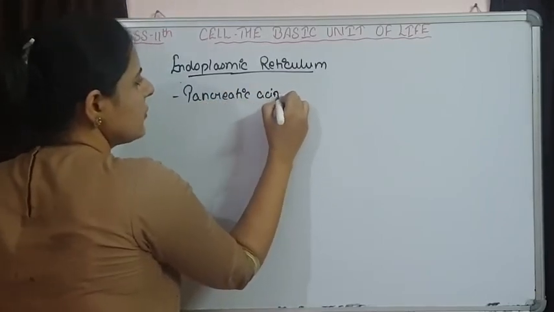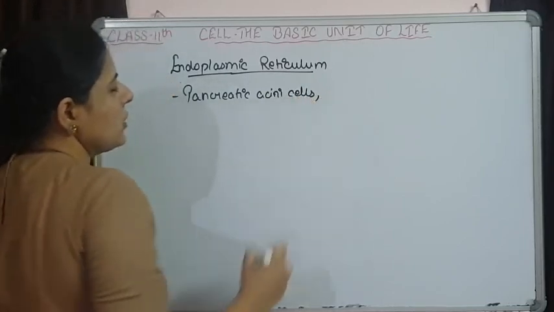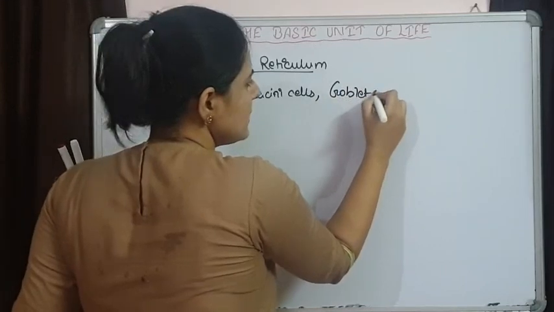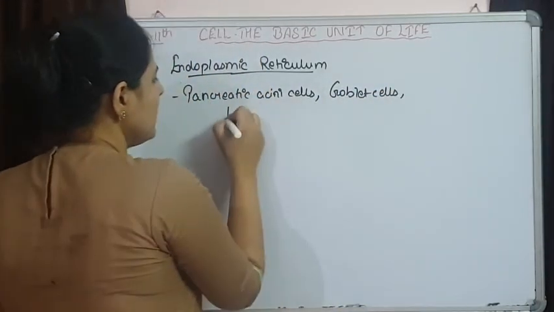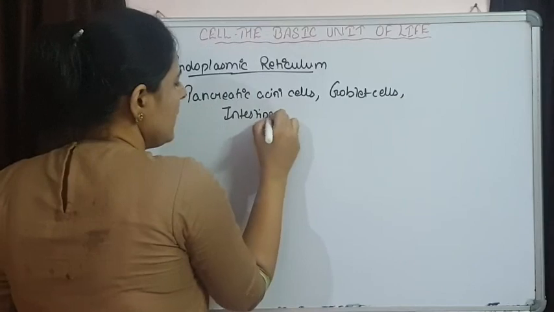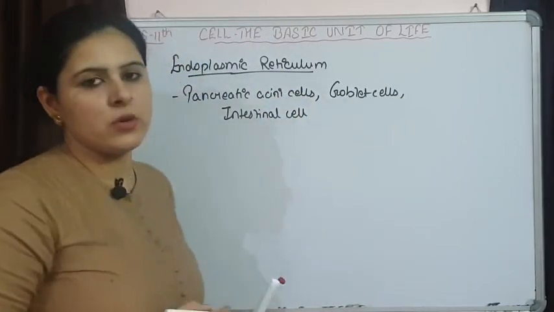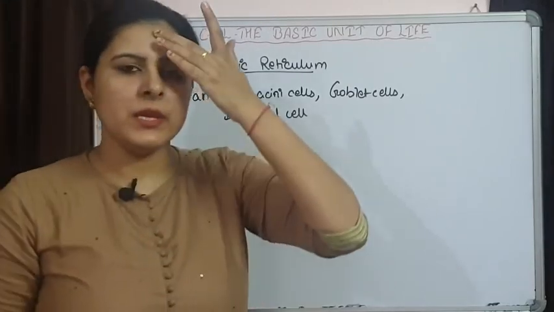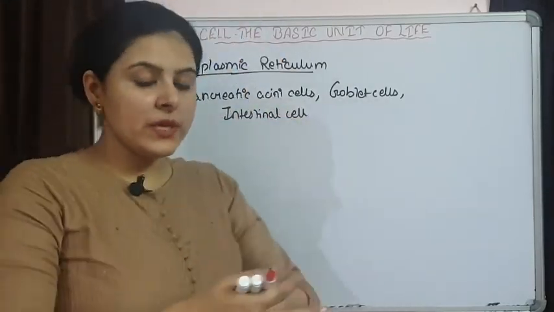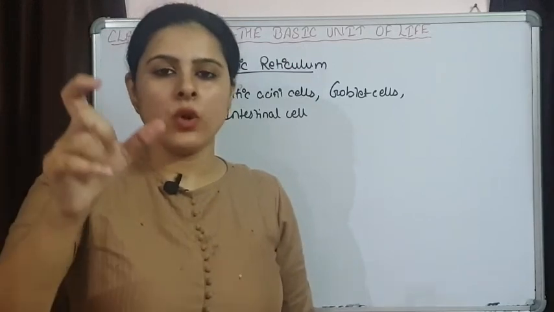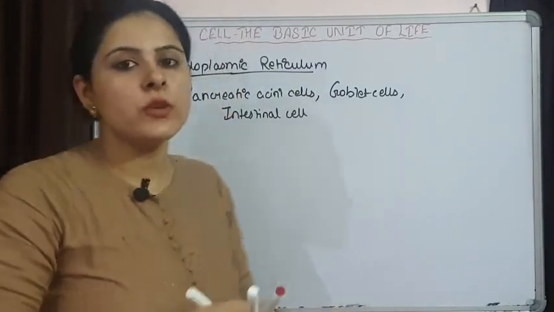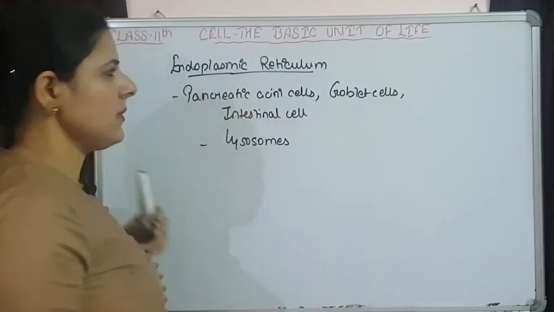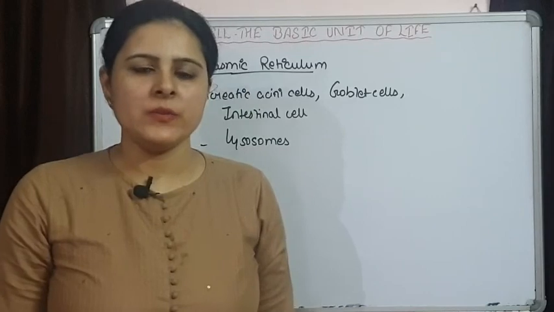acinar cells, which are going to release pancreatic juice. Different enzymes are present. Goblet cells and intestinal cells are there. So these cells are involved more and more in synthesis. That's why they have this rough endoplasmic reticulum. Rough endoplasmic reticulum also works along with Golgi bodies, and it is involved in the formation of lysosomes also. That is also done by rough endoplasmic reticulum.